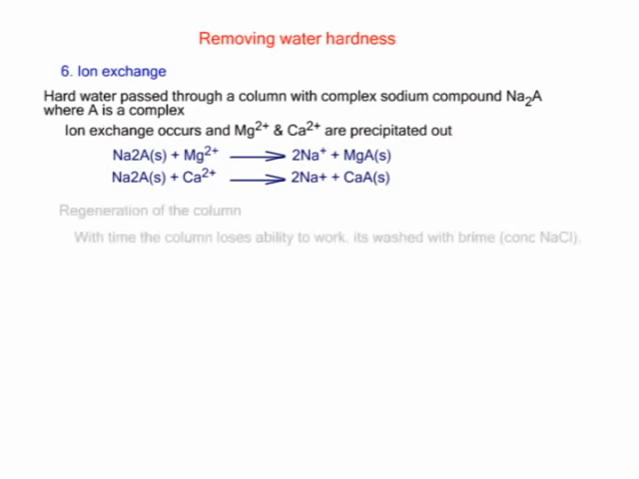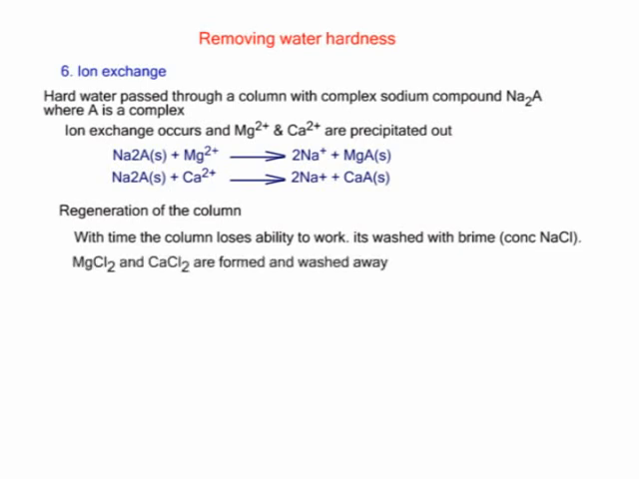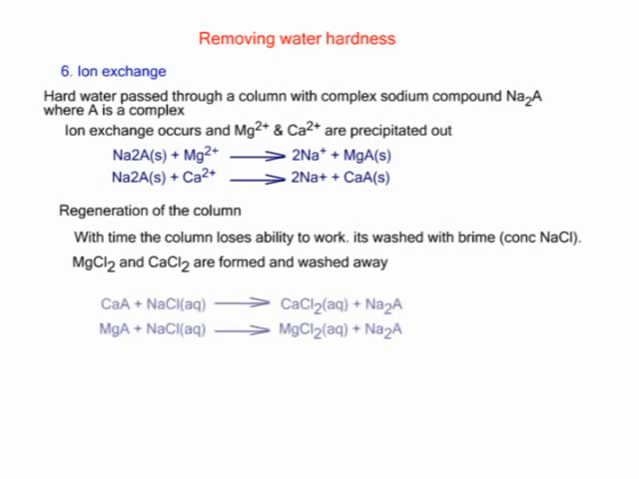However, the column gradually becomes converted to calcium and magnesium complex, and it loses its ability to remove the calcium and magnesium ions. But this can be recovered by washing it with a concentrated solution of sodium chloride, we call it brine, to form calcium chloride and magnesium chloride, which is washed away, and this way the column is recharged or regenerated. The ion exchange method involves removal of both types of hardness. The equations for regeneration of the column are shown here.